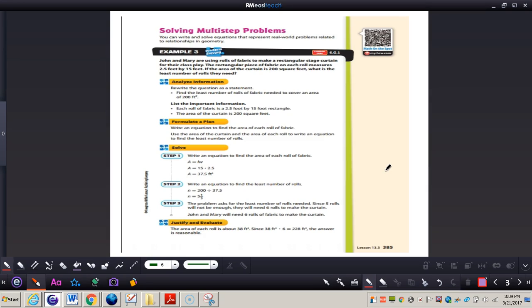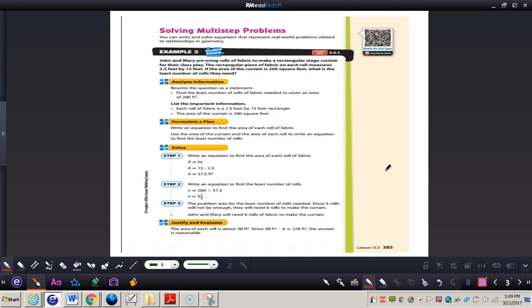So it says that the problem asks us for the least number of rolls needed. So since 5 rolls will not be enough, they will need 6 rolls to make the curtain. So John and Mary will need 6 rolls of fabric to make the curtain. So you can see that process and how each step follows another one, and it's important to just think through them and make sure you're not missing any information or anything like that.